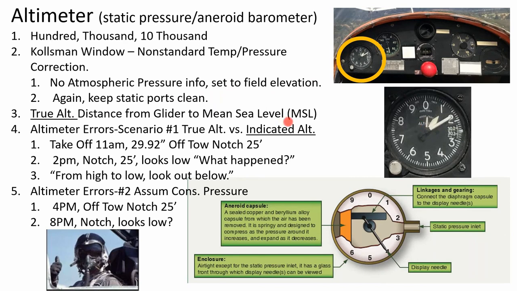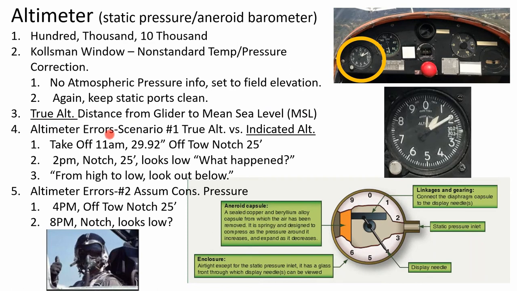We're going to start defining some more terms here. True altitude is the distance from the glider to mean sea level. As we get into chartology in the last class, we'll talk a lot about what matters as far as mean sea level and above ground level.